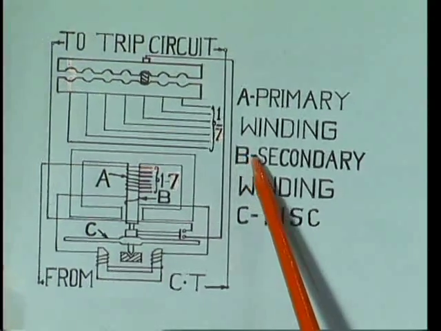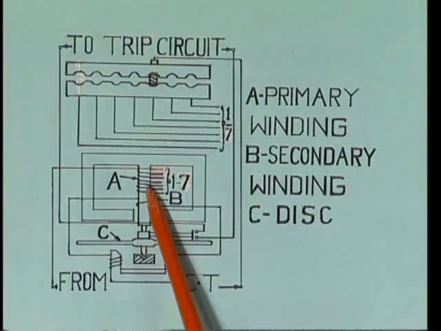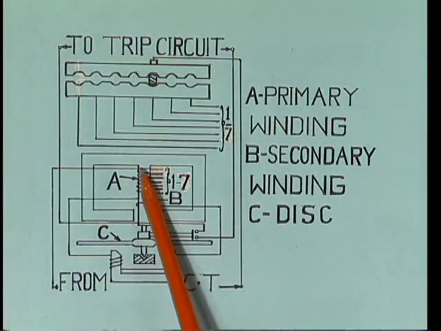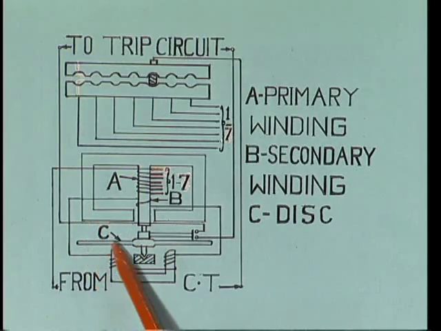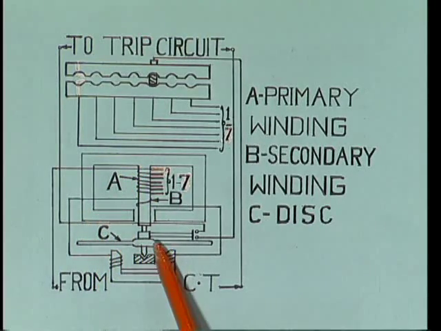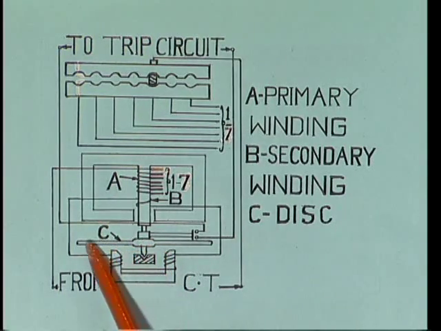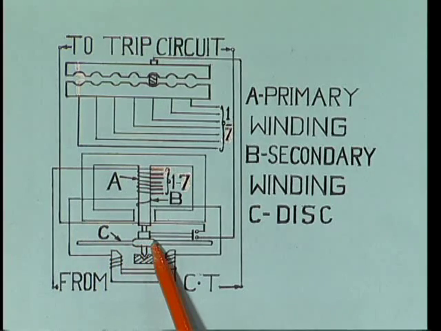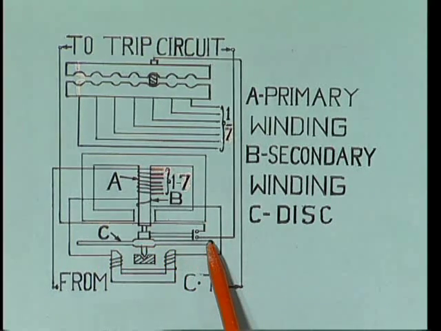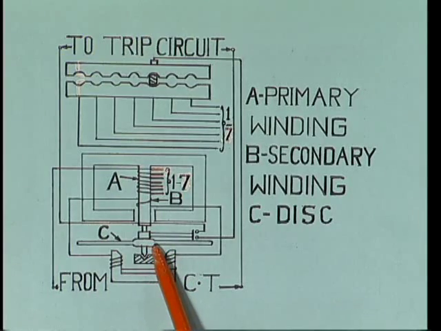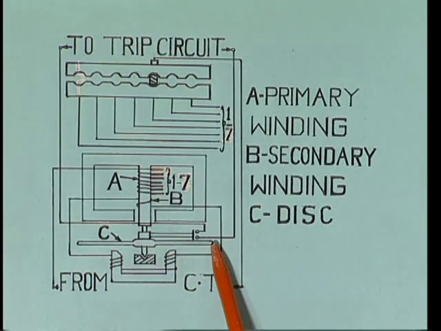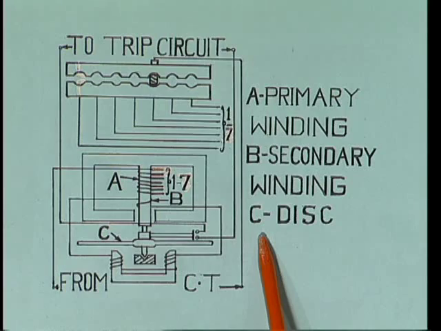Coming to its operation, under normal working conditions, the current flow in the primary winding is not sufficient to produce driving torque on the disc, so the restraining torque or the controlling torque is greater than the driving torque. Therefore the disc remains in stationary position. So under normal working conditions the disc remains in stationary position.